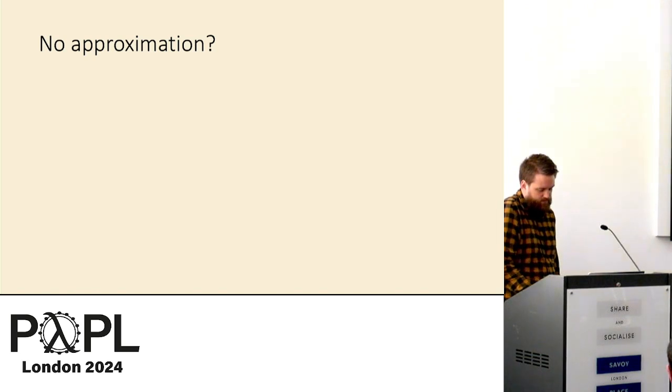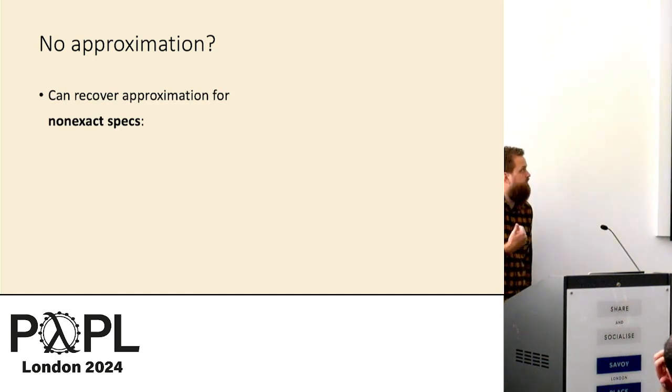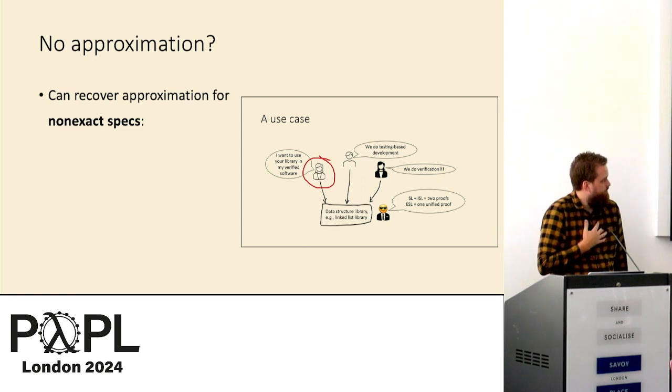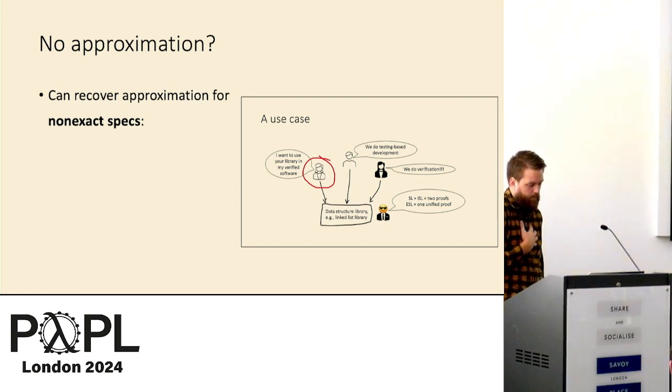But this is just the case for us as library developers. Let's say that we are not necessarily interested in exact specs. So let's say that we, for example, are this person up here, so we just want to use the specs that have been proved about this library for verification.